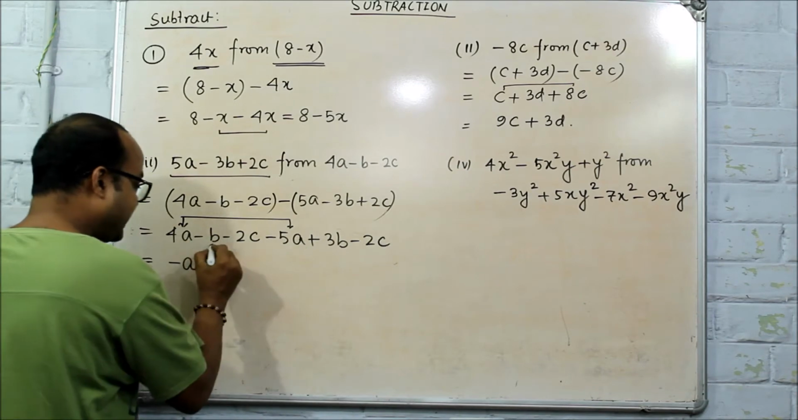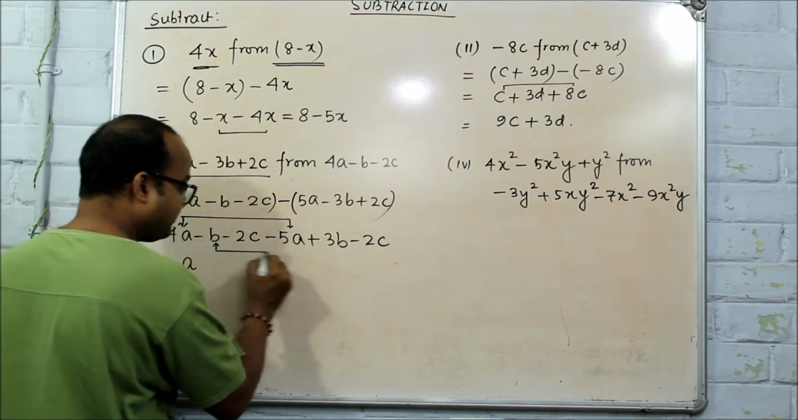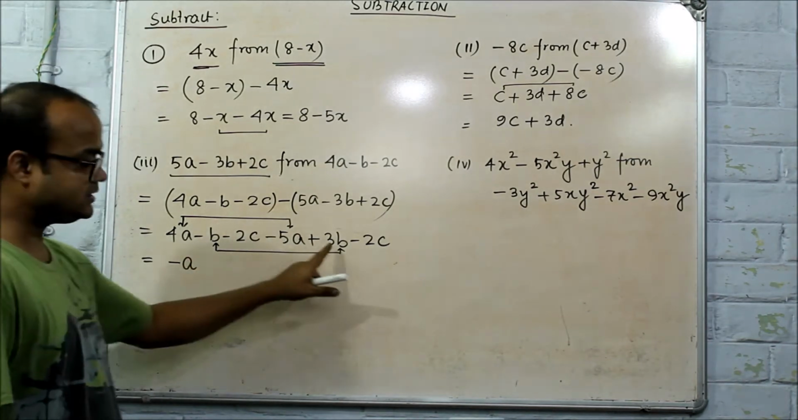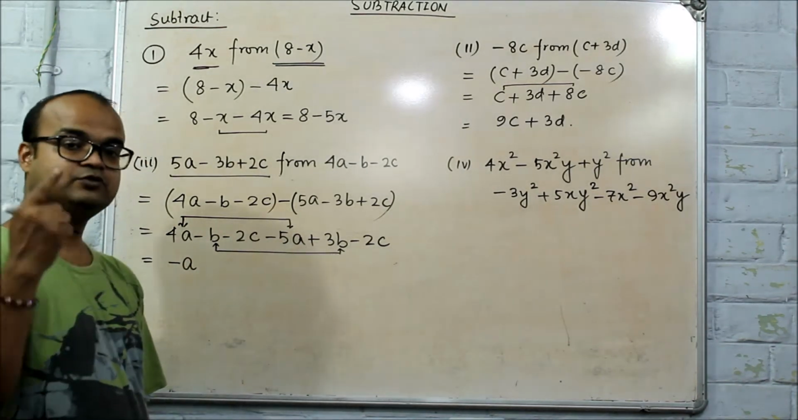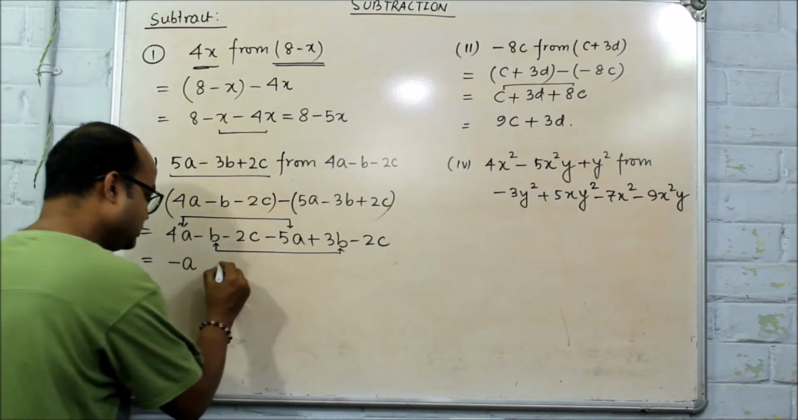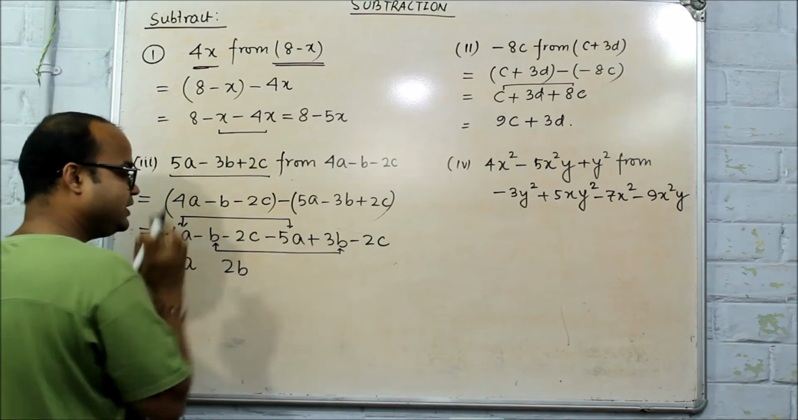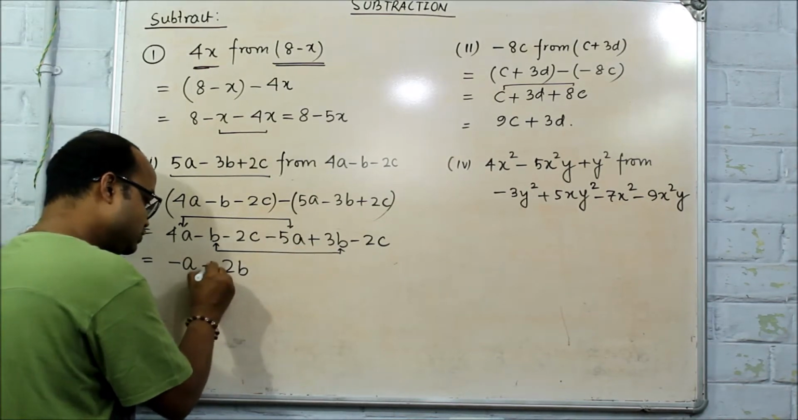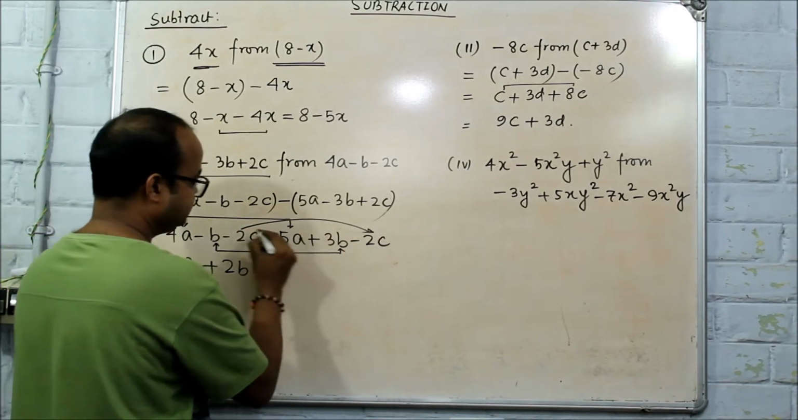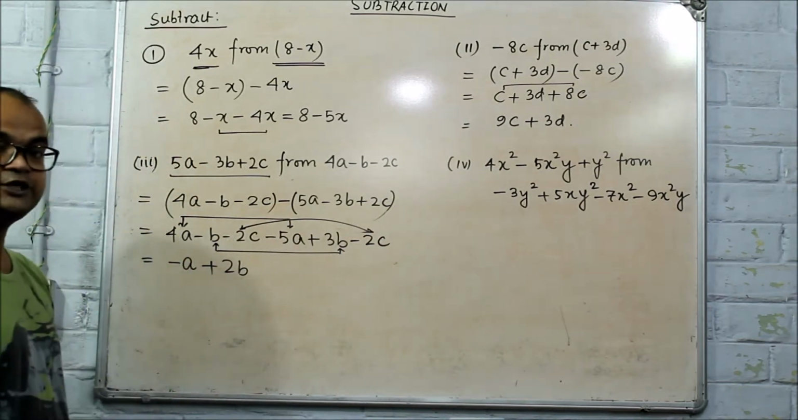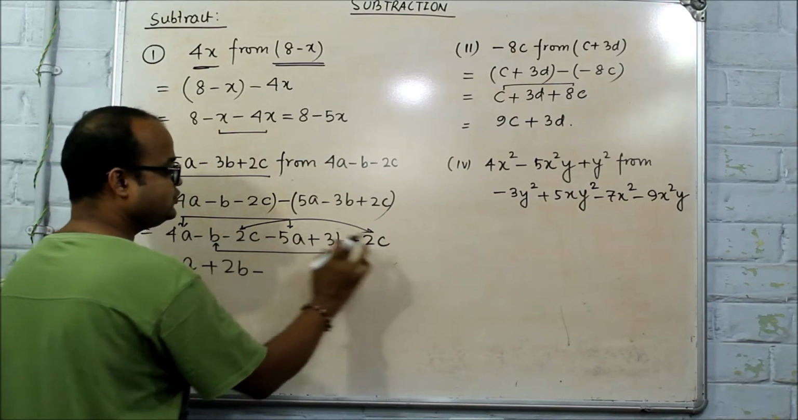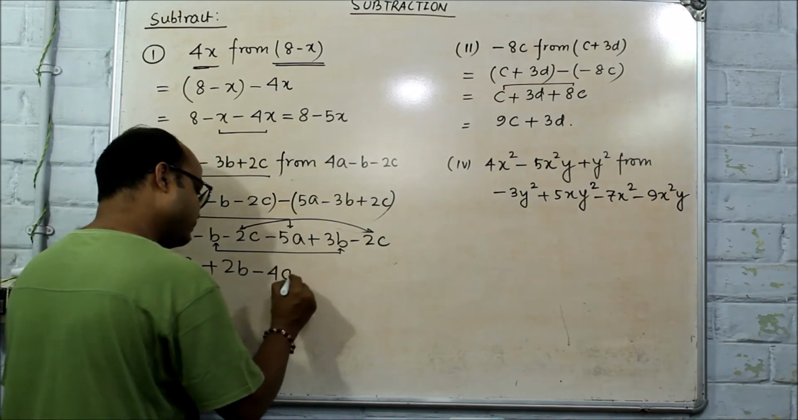Now minus b plus 3b. They are like terms. So minus b plus 3b, again opposite sign, so perform the subtraction. 3 minus 1 is 2. 3 is bigger in magnitude, so plus 2b. Minus 2c minus 2c: same sign, we need to add, and the sign will remain the same. So minus 2c minus 2c is equal to minus 4c.